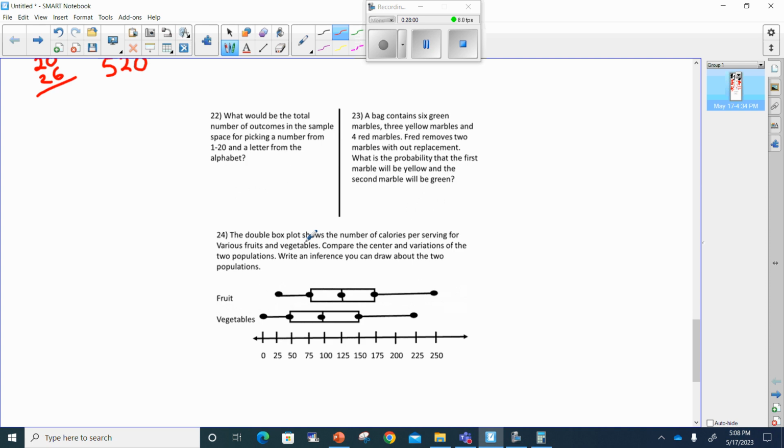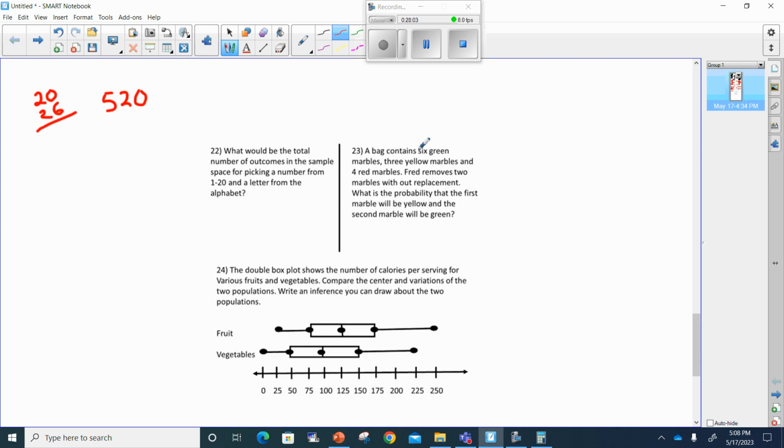All right. Let's look at number 23. A bag contains 6 green marbles, 3 yellow marbles, and 4 red marbles. Fred removes 2 marbles without replacement. What is the probability that the first marble will be yellow and the second marble will be green? Well, the first marble being yellow, remember, there are 3 yellow marbles out of, let's see, there was 6 green, there was 3 yellow, there was 4 red, make sure I got all the colors. Good. This would be equal to 13.